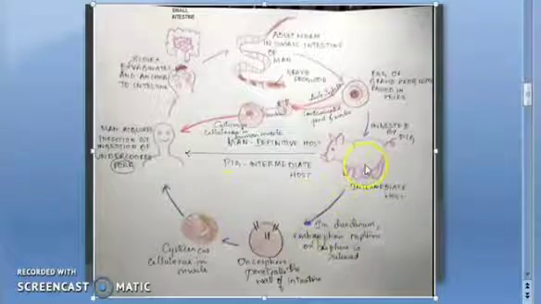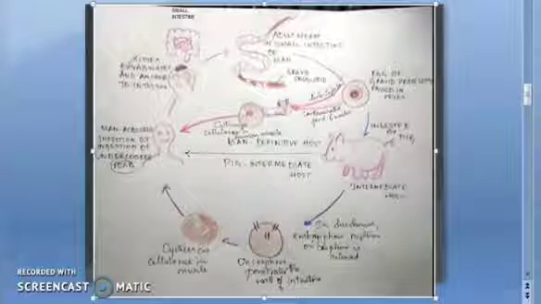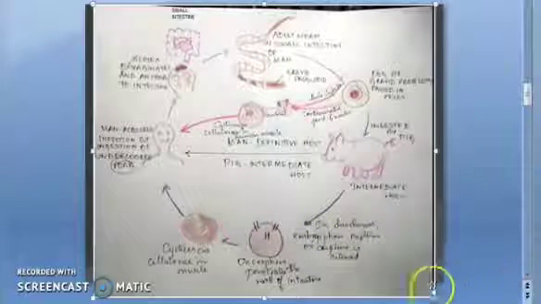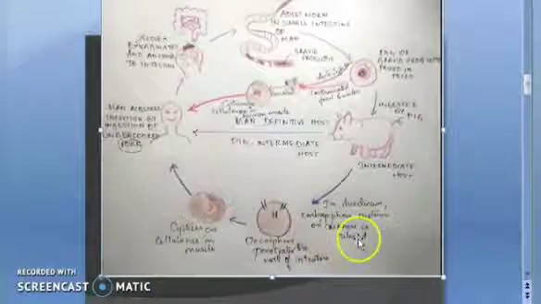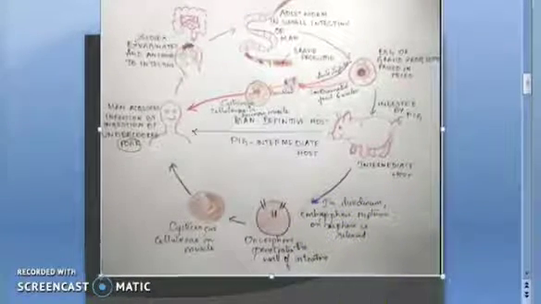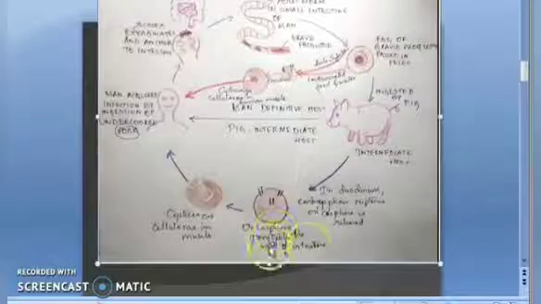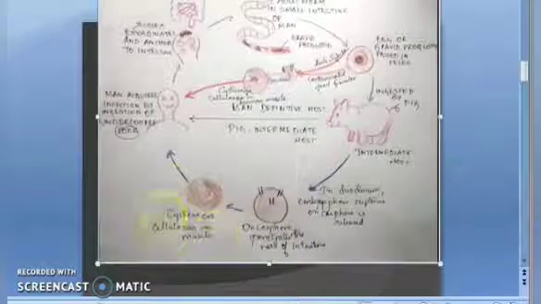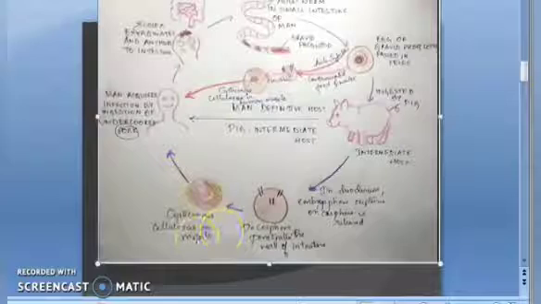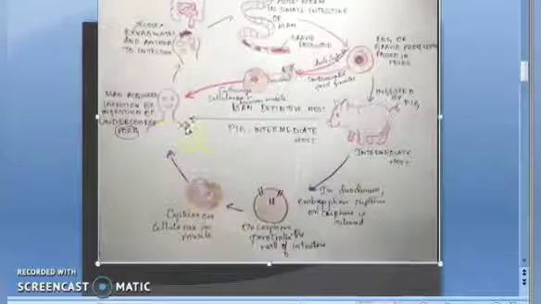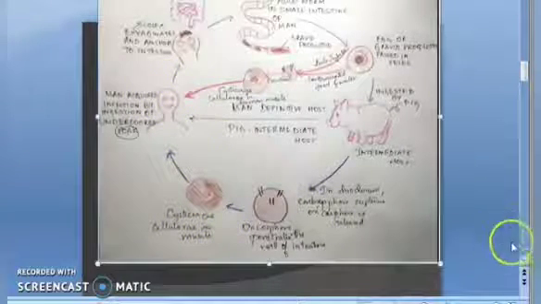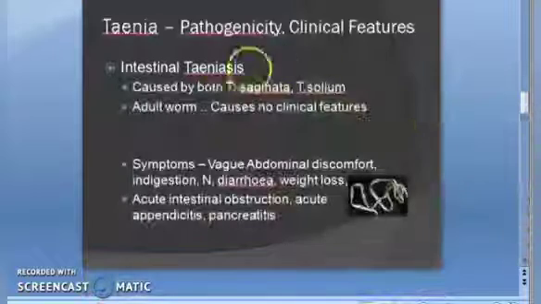So in the duodenum of the pig, the embryophore ruptures and the oncosphere is released. This oncosphere penetrates the wall of the intestine of the pig. Then here, this is the Cysticercus cellulosae in the pig muscle, which man is going to consume. Very good. Now let's move on.